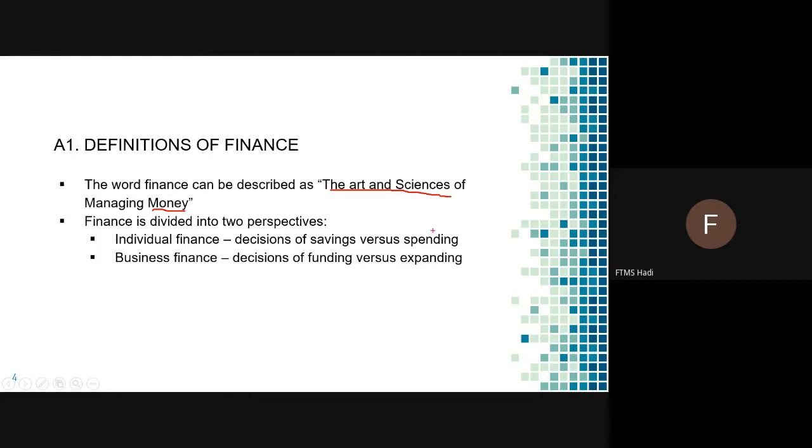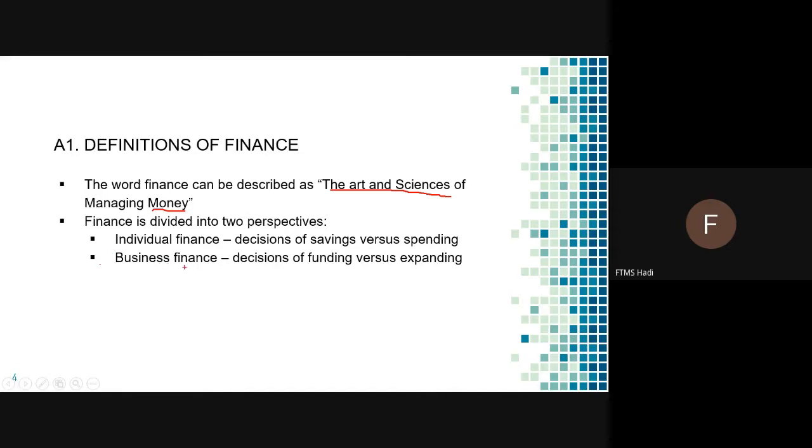Let's say an individual was given some amount of salary, for example. How do you want to manage your 3,000 ringgit? Do you want to save more? Do you want to spend more? Regardless of approach, do you want to go for a safe approach? Do you want to go for a very risky approach? It doesn't matter. Okay, that one is individual.